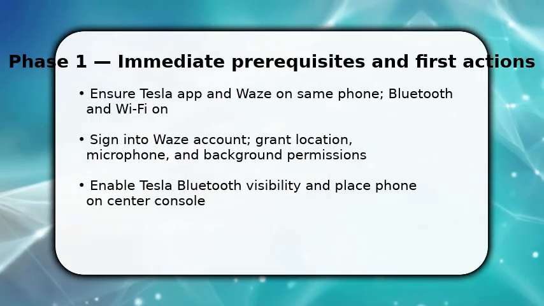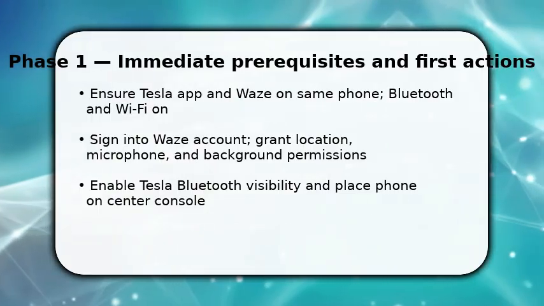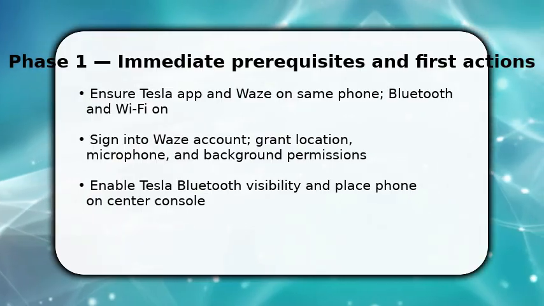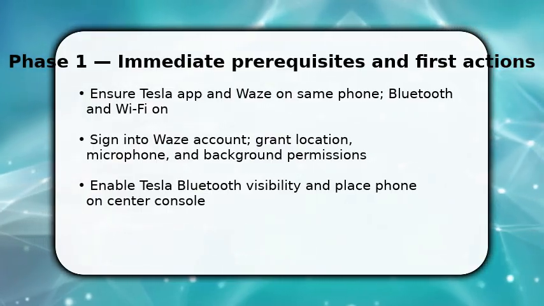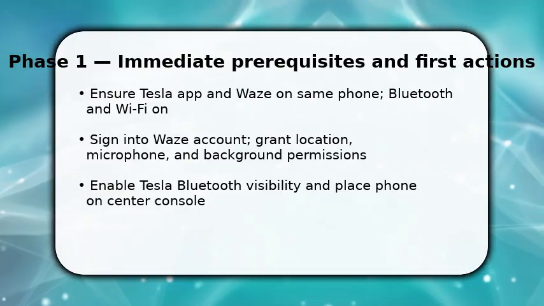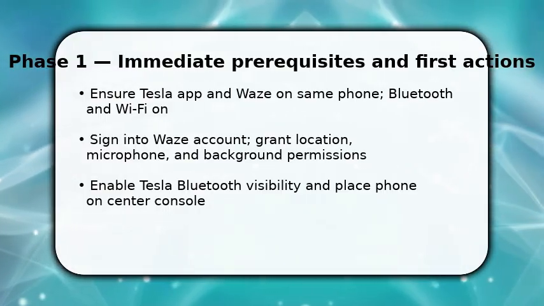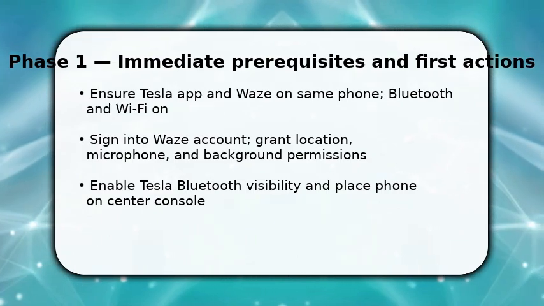Put the phone on the center console so it stays connected. This improves audio routing. Pair the phone if it isn't already. Select the car name on your phone and confirm the PIN on the Tesla. This begins the communication pathway between apps.